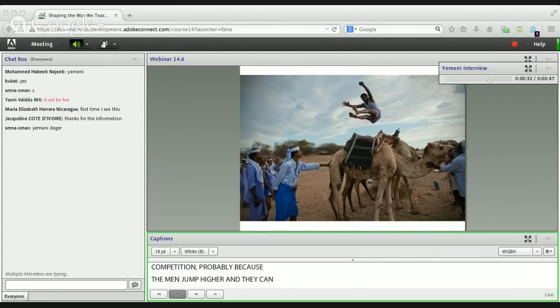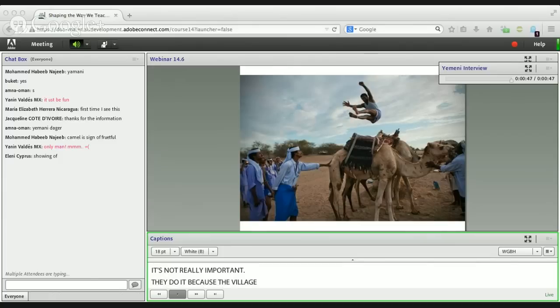And how is this man treated in the village after he jumps the most camels? He gets a little bit of money from the people watching the game, but it's not really important. They do it because they like that the village or this tribe comes together all as one person, and they play their favorite game.